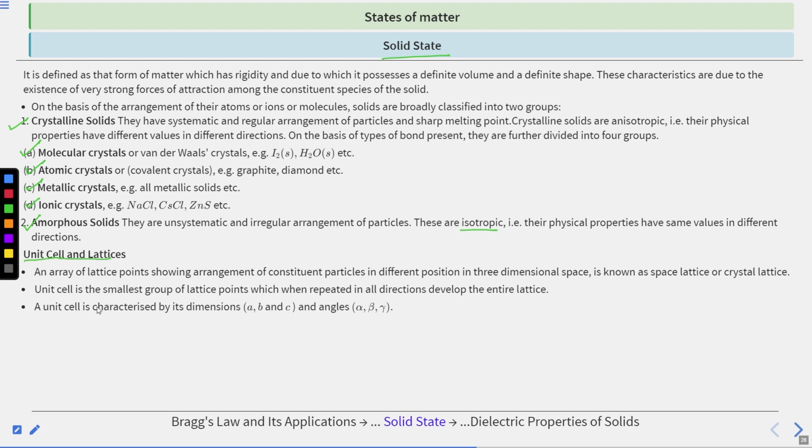Unit cell and lattices. An array of lattice points showing arrangement of constituent particles in different positions in three-dimensional space is known as space lattice or crystal lattice. A unit cell is the smallest group of lattice points. A unit cell is characterized by its dimensions and angles.